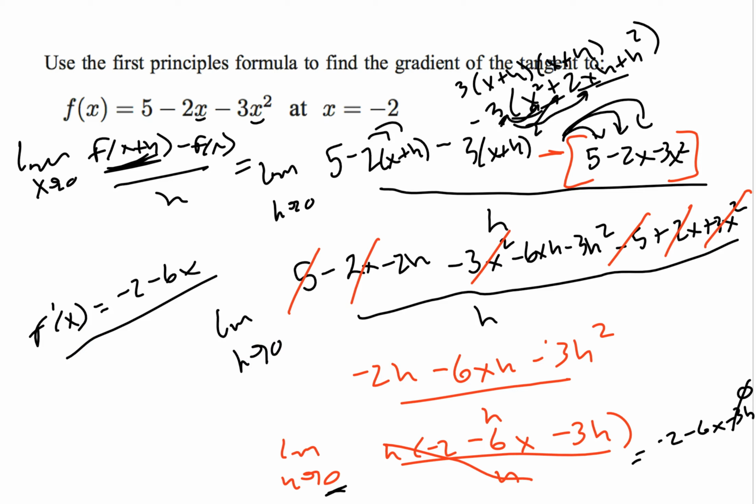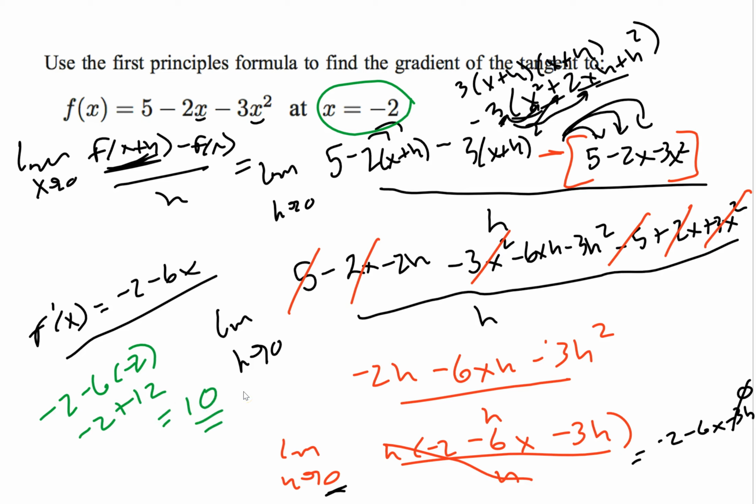Now, don't forget the last step of this. Last thing we're doing before I stop today. x equals negative 2. So what we do is just plug it in to our derivative. So 2 minus 6 times negative 2 is 2 plus 12, or 14. I think that's the answer.